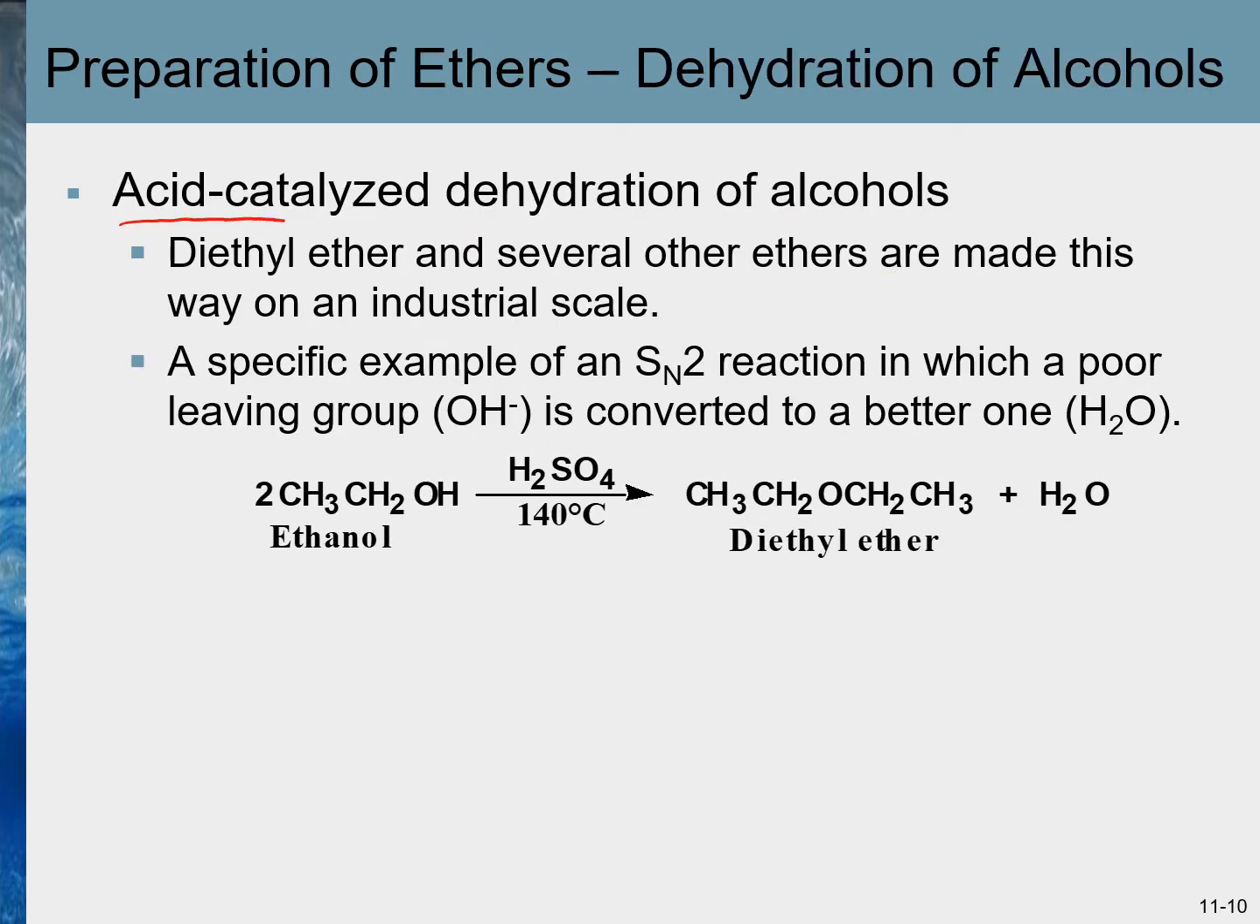Ethers can also be synthesized by acid-catalyzed dehydration of alcohols. Diethyl ether and several other commercially available ethers are synthesized on an industrial scale by this reaction. An example of an acid catalyzed dehydration of alcohol reaction is shown here. As we remember that alcohol is a bad leaving group and it is also a bad nucleophile. The presence of acid makes this bad leaving group a better leaving group by converting a hydroxide group to oxonium ion, which leaves as a water molecule. We will learn about the mechanism of this reaction in next slide.